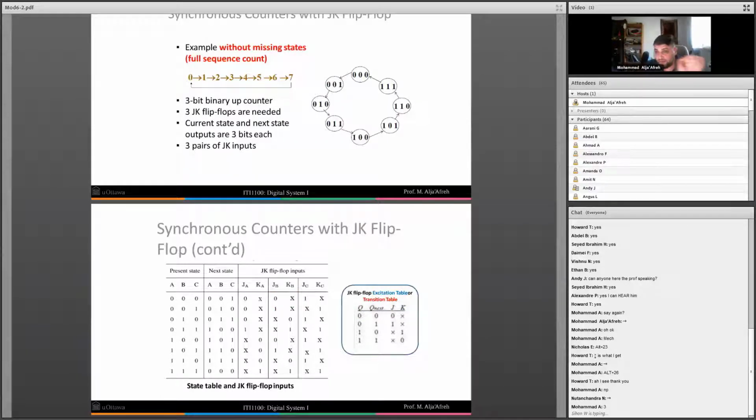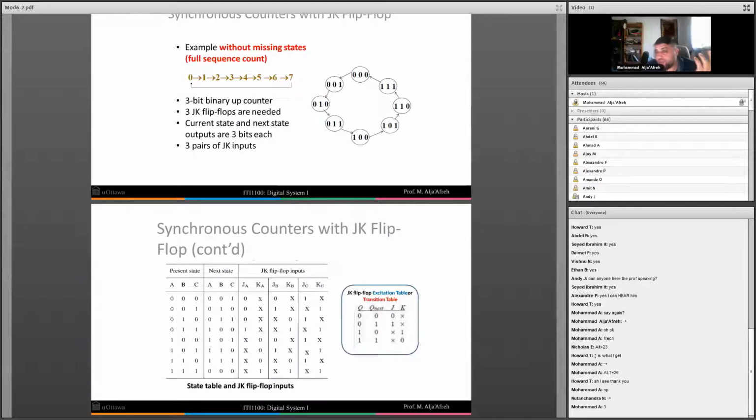You have to be careful and not mix up rows and columns, okay? Otherwise, it's going to be a mess and you're going to lose the mark. Okay, guys? So for C, we will look at this column, which is the present state, and at this column, the next state. It was 0, it becomes 1. And here, by looking at the excitation table, 0 and 1 is 1x. I'm going to put 1 here and x here. Okay.